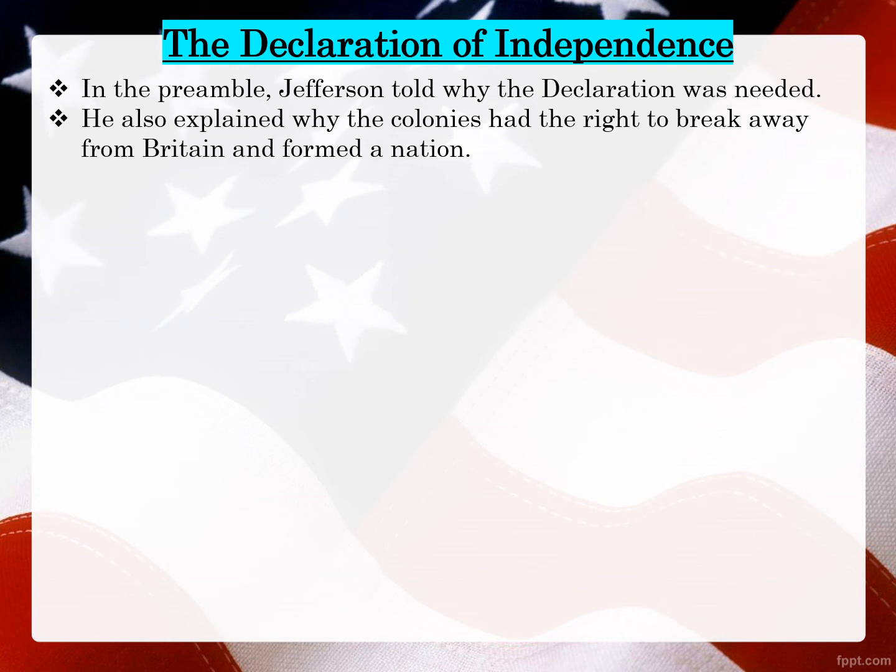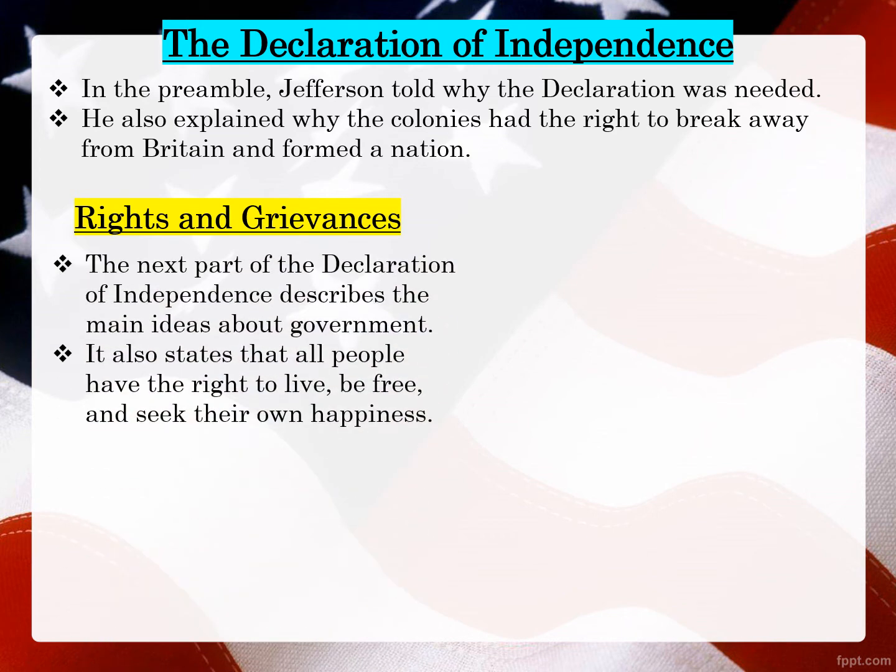So students, we're going to find out the reasons why the colonists were separating from the British government, and the colonists' main ideas about government. So let's start with rights and grievances. The next part of the Declaration of Independence describes the colonists' main ideas about government. It also states that all people have certain rights that governments cannot take away. Jefferson wrote that people have the right to live, to be free, and seek their own happiness.